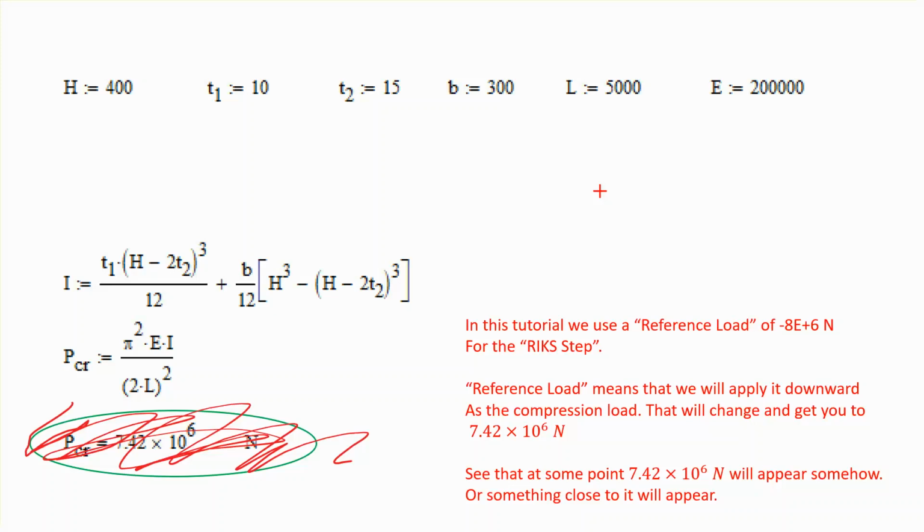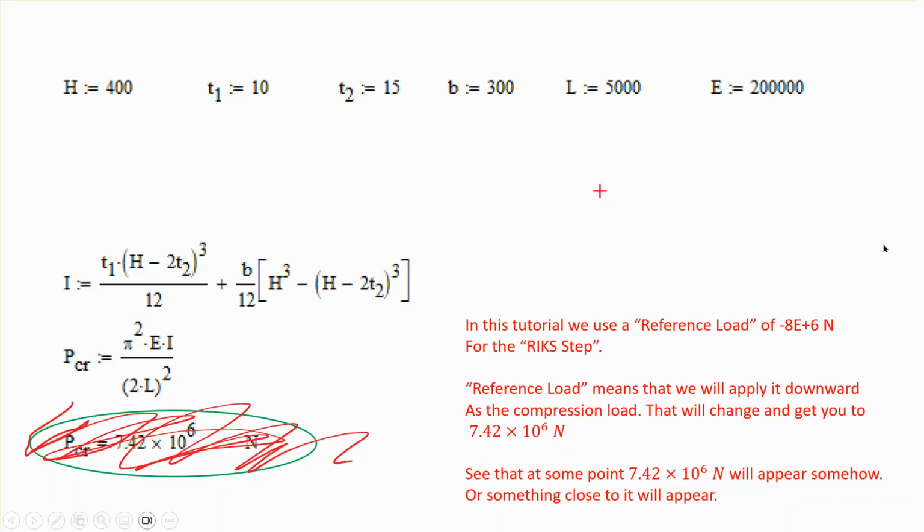Now, the reason the YouTuber chose 8e to the 6 is that he said, if I do a hand calculation, I get a buckling load of 7.2e to the 6 or 7.4e to the 6, so why don't I use something slightly bigger than that? So this is a reference load in RIKS analysis. You will see that at some point that number, 7.42 or something close to it, is going to pop up.